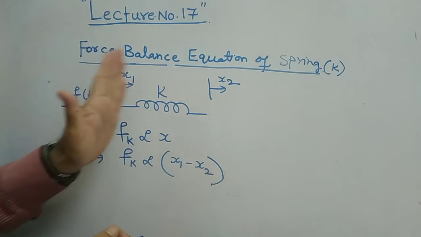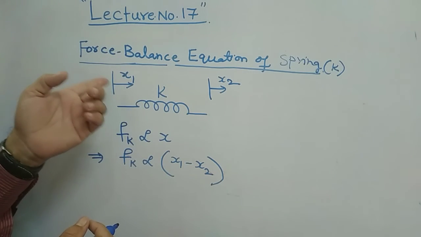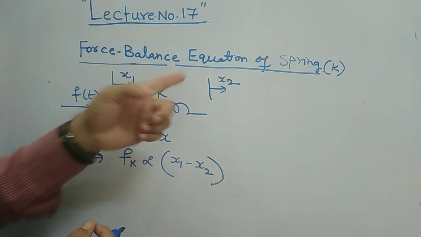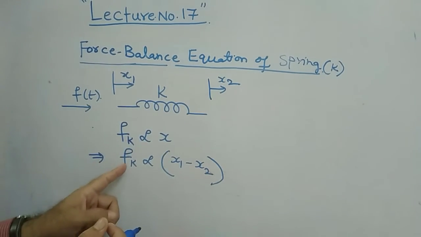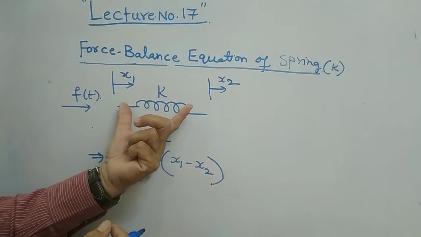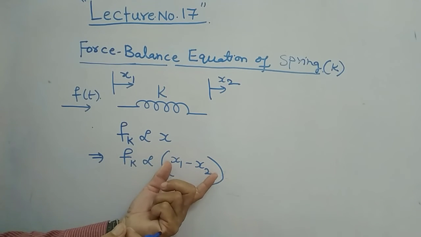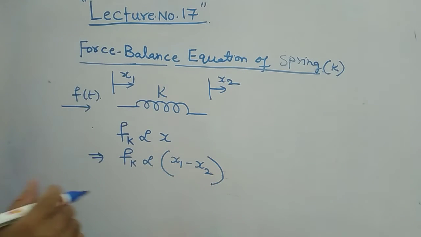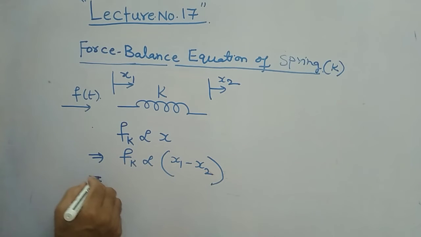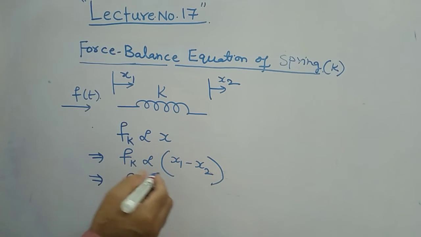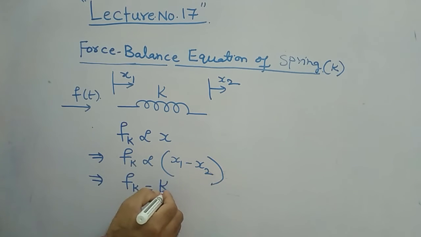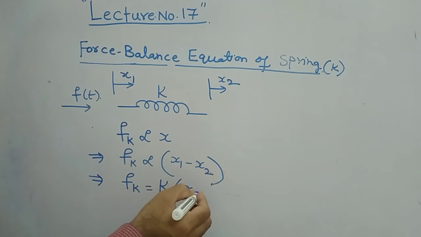If both ends of the spring have two different displacements x1 and x2, then the force offered by the spring is proportional to the difference of the displacements, that is x1 minus x2. And finally you can write fk, removing the proportionality, as k into x1 minus x2.